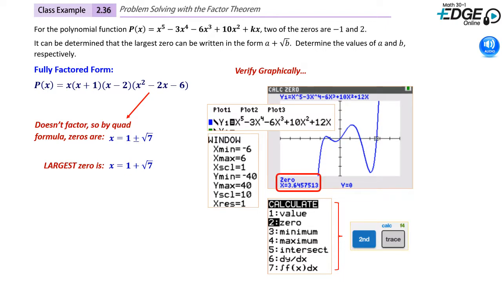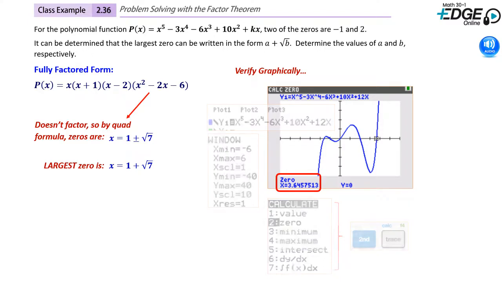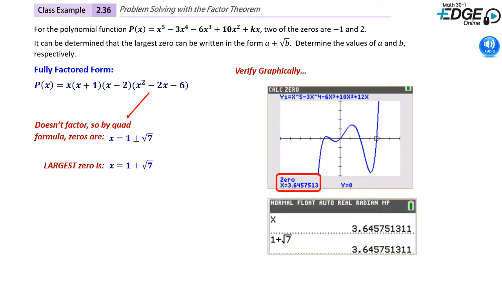Here we find the rightmost zero to be 3.6457513. Now, go to the calculating screen and determine the value of 1 plus root 7. Notice it gives the exact same decimal value. This means that 1 plus root 7 is indeed the largest zero of this polynomial.